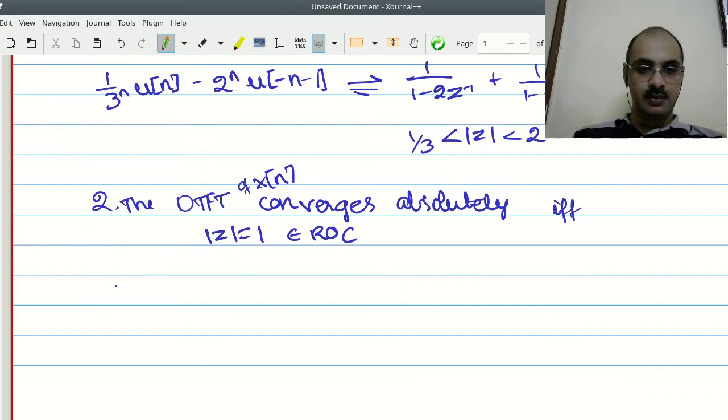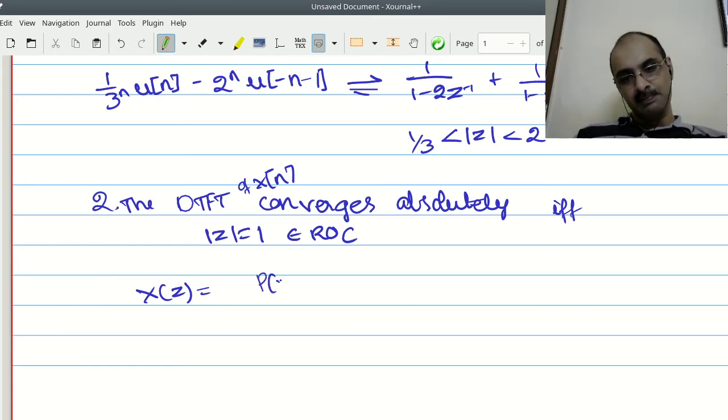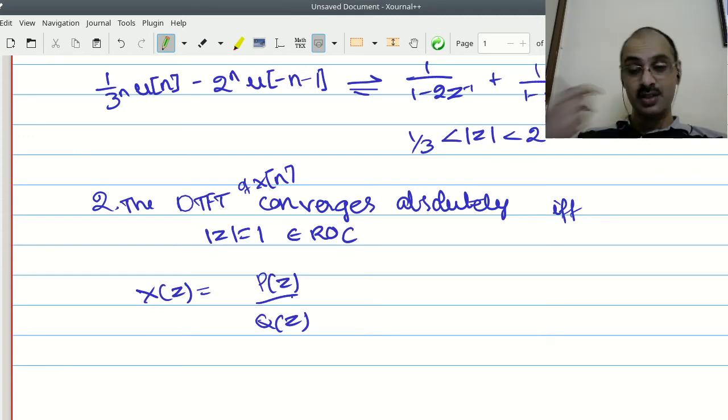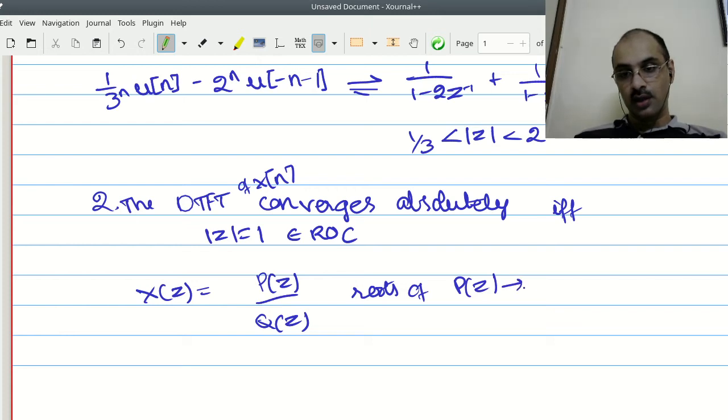The third property requires us to define the poles and zeros. If you take any Z transform, let's say X(z) is something like P(z) upon Q(z), where P(z) and Q(z) are polynomials in z or z inverse depending on the way you arrange. The roots of P(z) are called zeros, not surprisingly, because whenever P(z) is 0, then X(z) is 0. So these are the zeros.